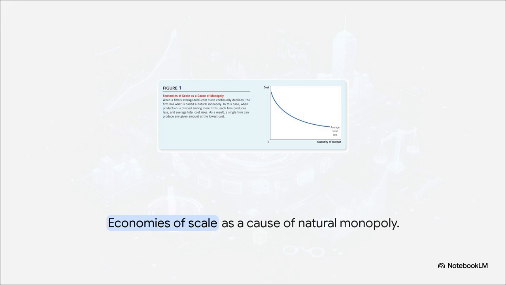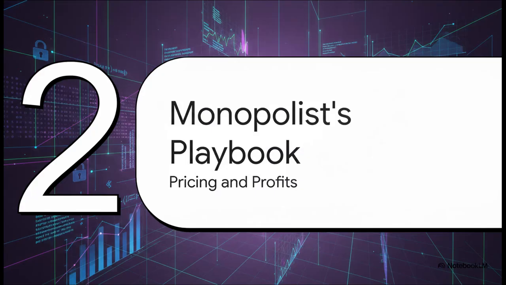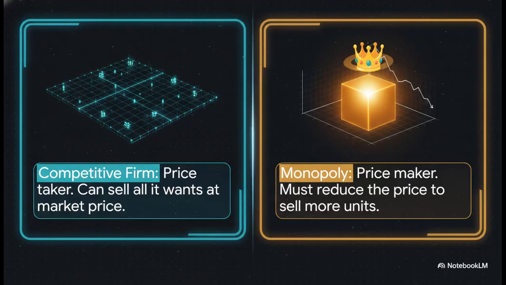Moving into Phase 2, the monopolist's playbook. Let's decode how this singular entity actually sets its prices to maximize profit. The key difference here is all about market power. A normal competitive firm is what we call a price taker. It can sell all it wants, but it has to just accept the prevailing market price. Our monopolist, on the other hand, is a price maker.